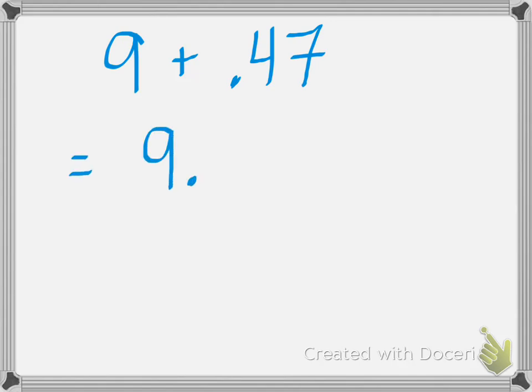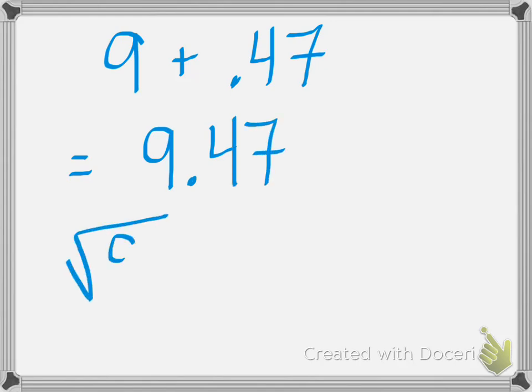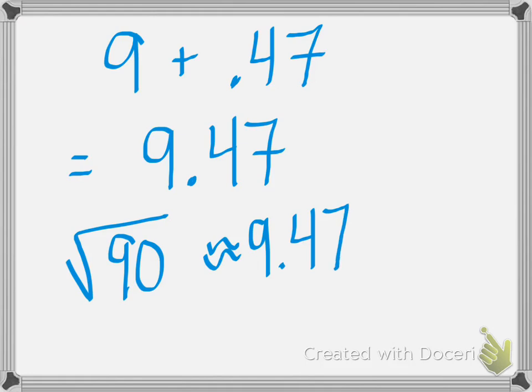My whole number part was 9. My decimal part was 0.47. Step 3 is adding them together. 9 plus 0.47, or 47 hundredths, is 9 and 47 hundredths. So the square root of 90 is approximately 9.47.